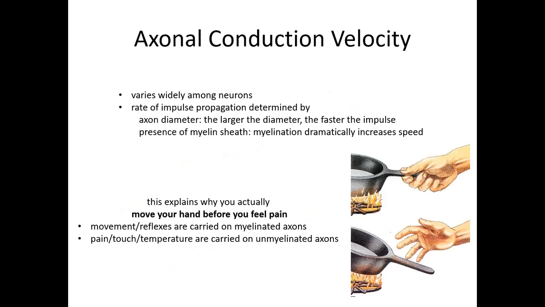This explains the fact that if you put your hand on a hot cast iron pan without a pot holder, you would almost instantaneously drop it, and in fact you drop it before your brain consciously registers the pain, because the movement and the reflexes are carried on myelinated axons. Those motor neurons are myelinated, whereas the sensory, pain, touch, and temperature are carried on unmyelinated axons.